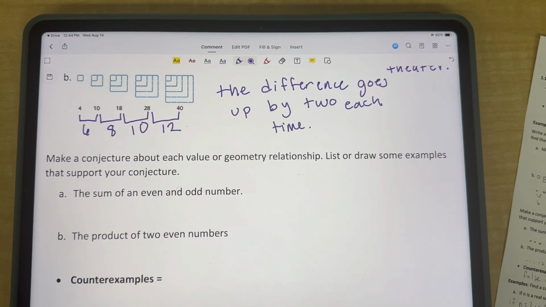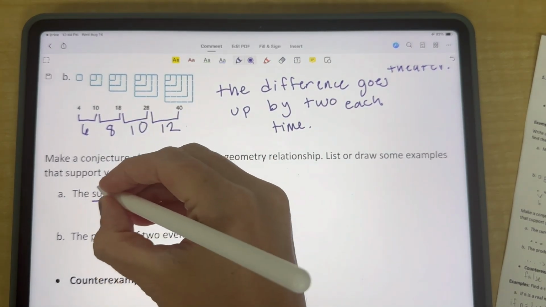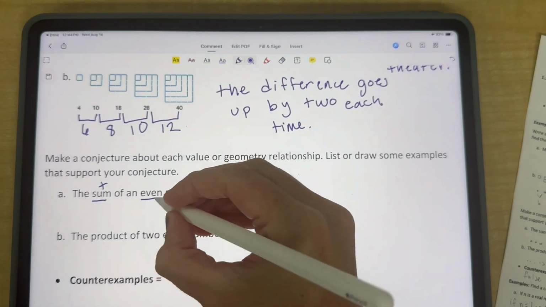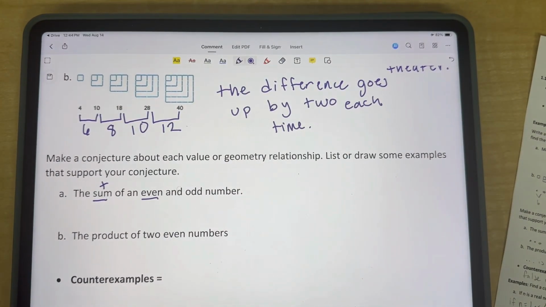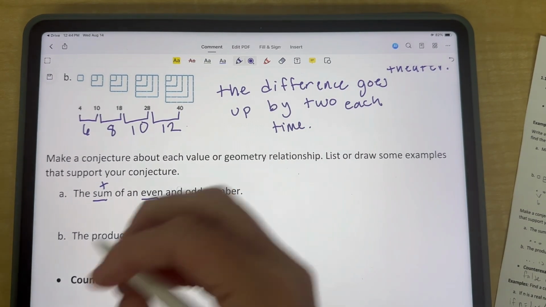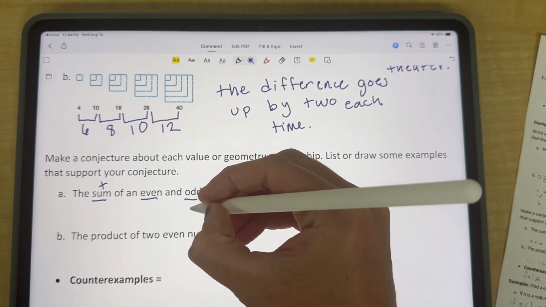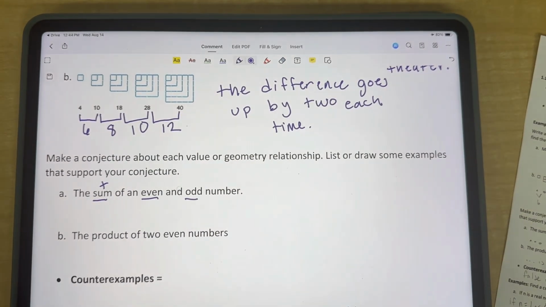Okay, you need to know what these words mean. What does sum mean? Sum means to add, so plus. Of an even number, hopefully you know what an even number is. It's any number that can divide by 2, so 2, 4, 6, 8, 10, 12. Odd numbers are the ones that don't divide by 2: 1, 3, 7, 9.